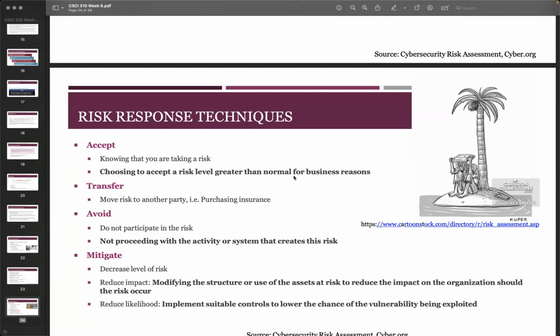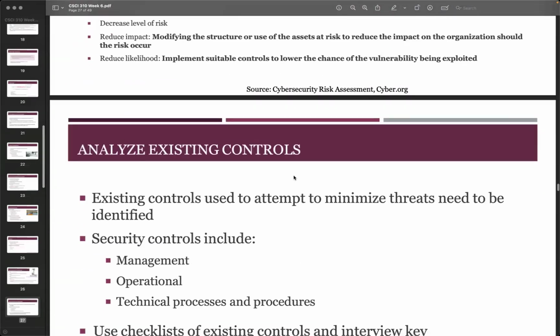This one is common behavior, which is why we call it auditing. It requires auditing, review, and change. And then reduce the likelihood: we implement suitable controls to lower the chance. That's the behavior we should always follow.